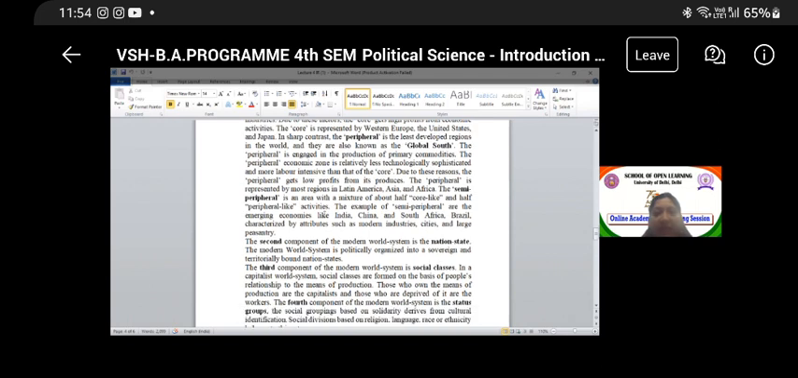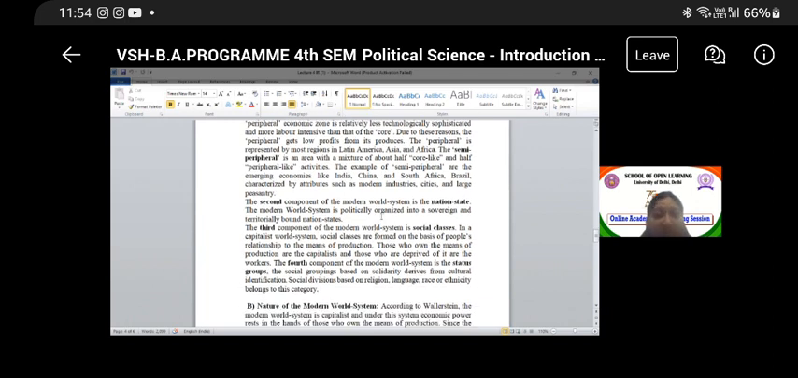The third zone is called the semi-periphery. This is an area with a mixture of about half core and half periphery. Examples of the semi-periphery are the emerging economies like India, China, South Africa, and Brazil, characterized by attributes such as modern industries, cities, and a large peasantry. Though they are developed, they are not so developed that they can be put in the core category. So this is the first feature, that is, the economic zones.